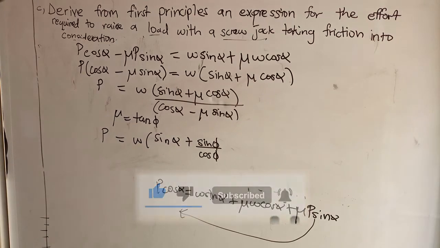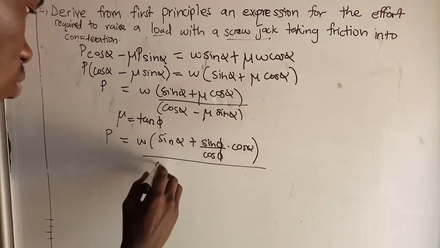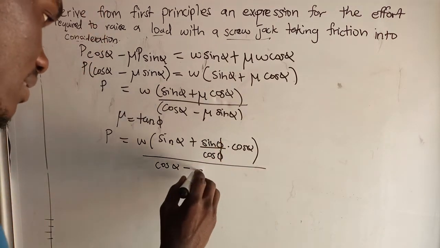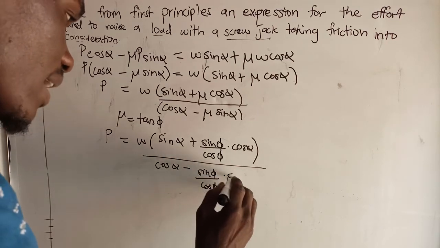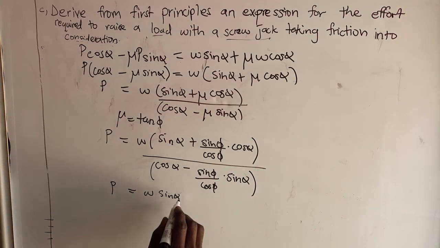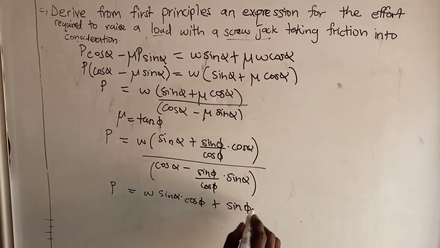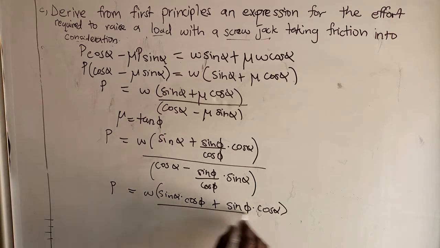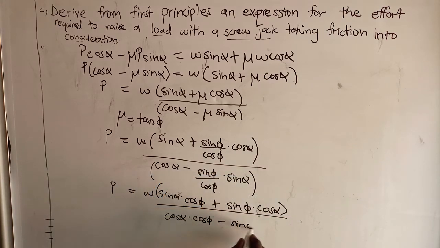This is the same as tan, I think we all know that, multiplied by cos alpha. This is over cos alpha minus sine phi over cos phi multiplied by sine alpha. Hope that's very clear to all of us. So P will equal W sine alpha times cos phi plus sine phi times cos alpha over cos alpha times cos phi minus sine phi times sine alpha.